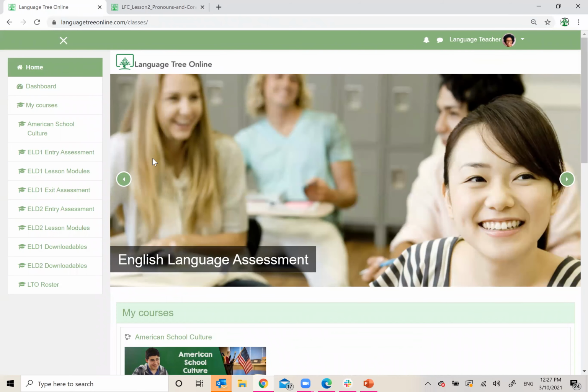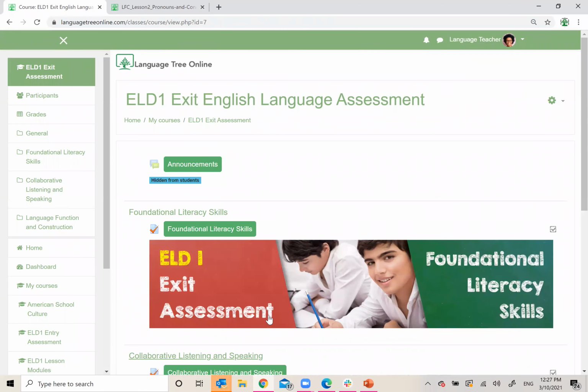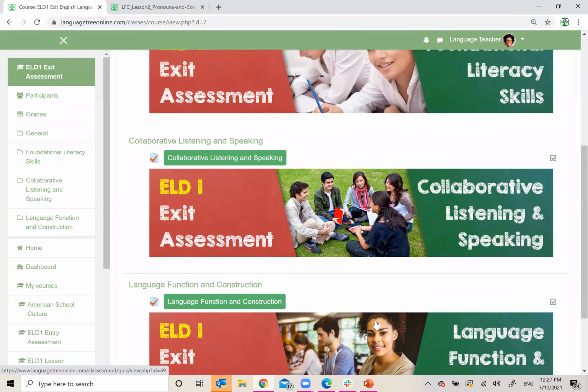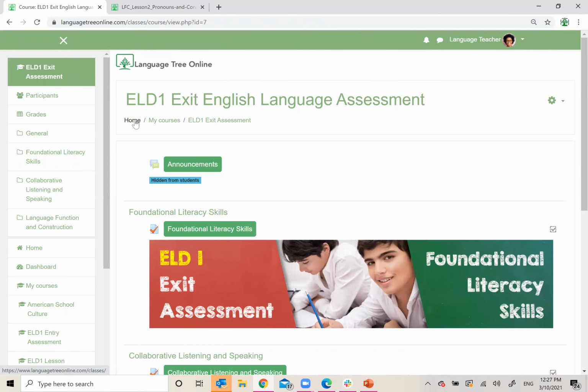And then the ELD1 exit assessment. Once again, it's those same 3 buckets, 25 questions in each area. Set up exactly the same way.